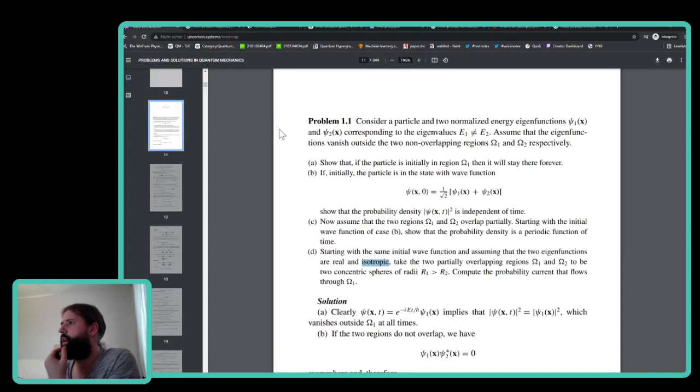But anyway, where was I? So I was here. So it says start the same initial wave function, assuming that the 2 eigenfunctions are real and isotropic.